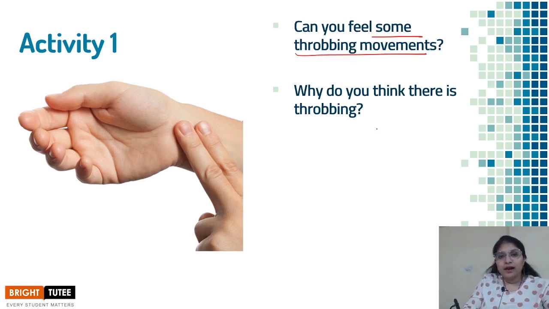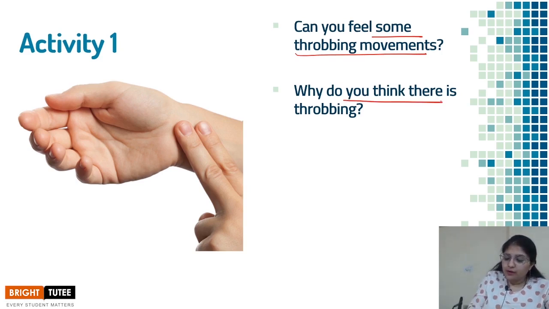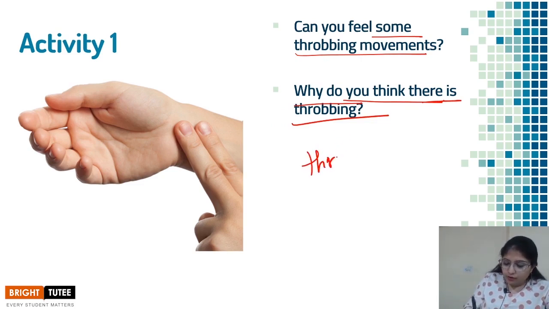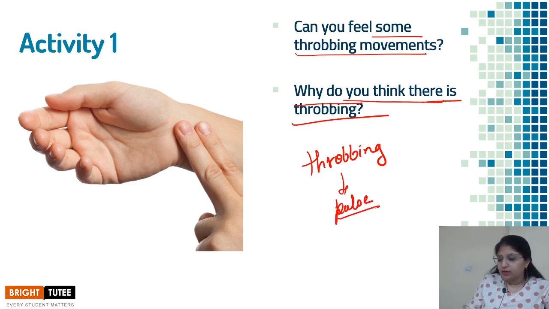And the question that arises from this activity is, why do you think there is throbbing? This throbbing is known as the pulse. This throbbing which you are able to feel is called the pulse. You must have seen doctors checking your pulse. When you go to a doctor and say that you're not feeling well, the one thing the doctor does is hold your hand and feel for the pulse to understand at what rate the heart is beating. So how do you think the pulse is being created?